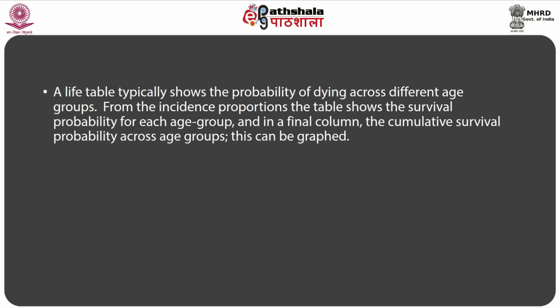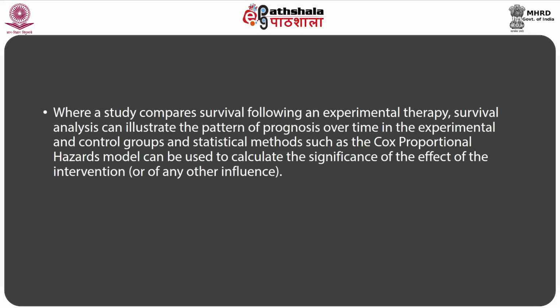A life table typically shows the probability of dying across different age groups. From the incidence proportion, the life table shows the survival probability for each age group, and in a final column, the cumulative survival probability across age groups. This can be graphed. Where a study compares survival in an experimental therapy, survival analysis can illustrate the pattern of progress over time in the experimental and control groups, and a statistical method such as the Cox proportional hazards model can be used to calculate the significance of the effect of the intervention or of any other influence.